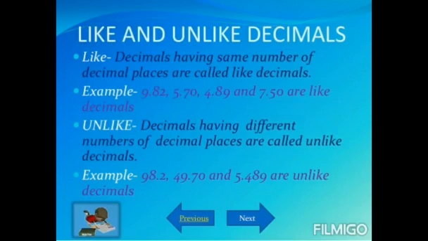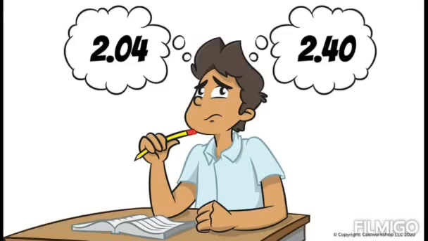Unlike decimals: decimals having different numbers of decimal places are called unlike decimals. For example, 98.2, 49.70 and 5.489 are unlike decimals because after the decimal point there are different numbers of decimal places. We can compare decimal numbers also by changing unlike decimals to like decimals, right?